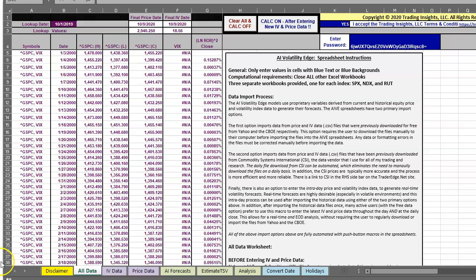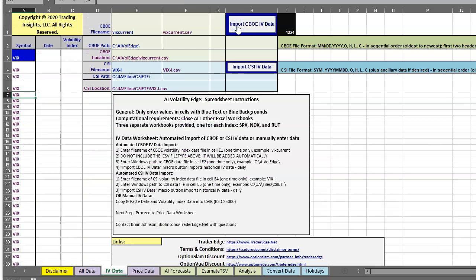Okay, we are on the All Data tab, and on this tab, we need to, 1, accept the terms and conditions. 2, we need to enter the monthly password, which I've done here. And 3, we need to click on the Clear All and Calc Off macro. That brings us over to the IV Data tab.